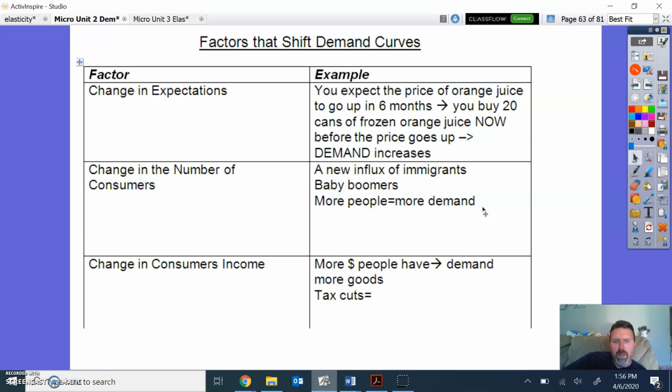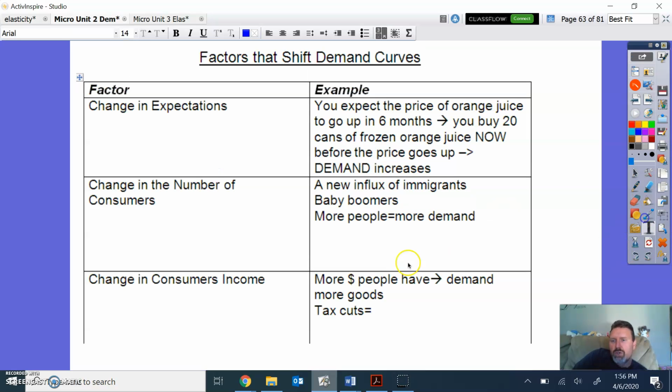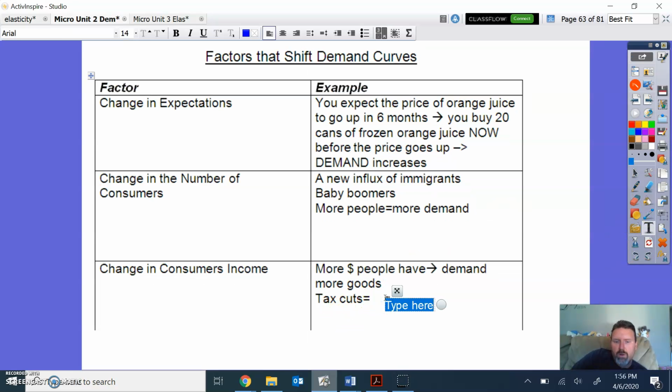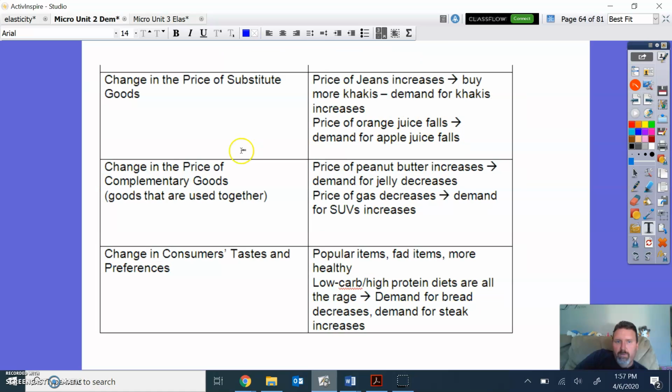Change in consumers' income. If people have more money, then they demand more goods. So tax cuts should show, okay, an increase in demand, meaning the curve will move out, right? A tax increase should be a decrease in demand, and the curve ought to move in. Okay? Okay, now here's those related goods that we talked about. Substitute goods.